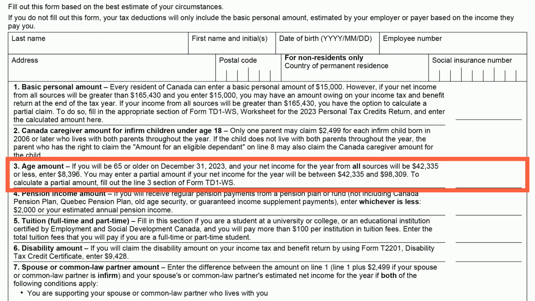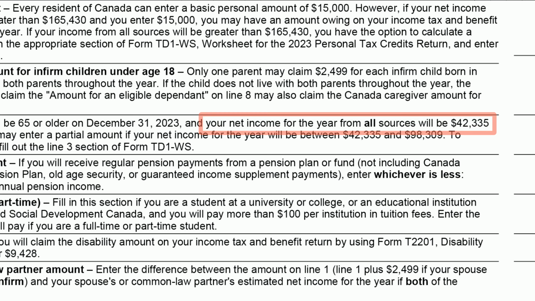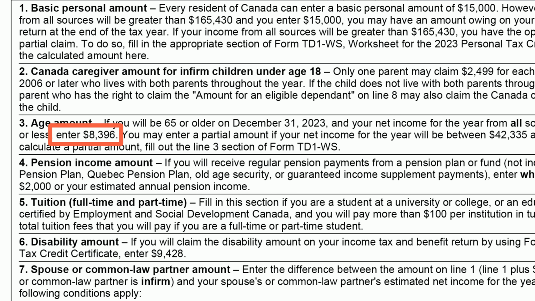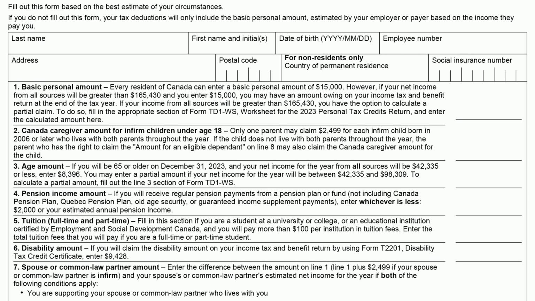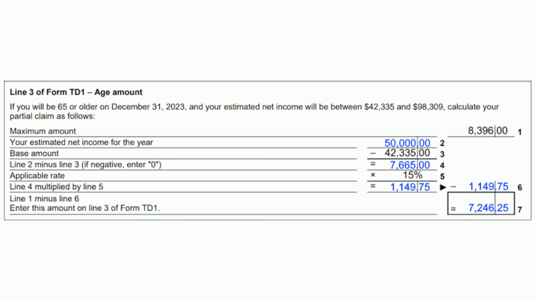The amount you can claim depends on your income. If your income is under $42,235, you'll get the full amount of $8,396. If your income falls between $42,235 and $98,309, you can claim a prorated amount. Once your income exceeds $98,309, you won't be able to claim the age amount. You would use the TD1-WS form again to calculate the prorated amount. For example, if your income is $50,000, your prorated age amount would be $7,246. Here's an example of how that calculation would look.